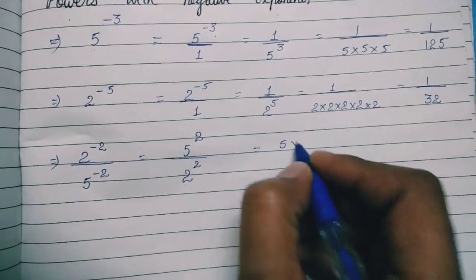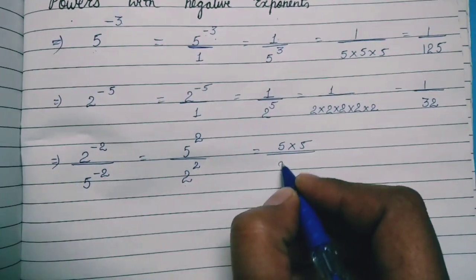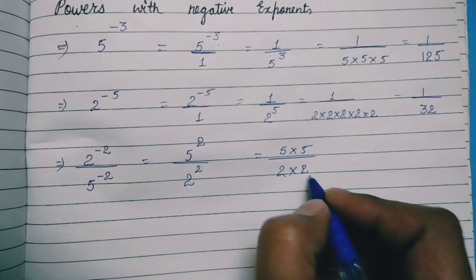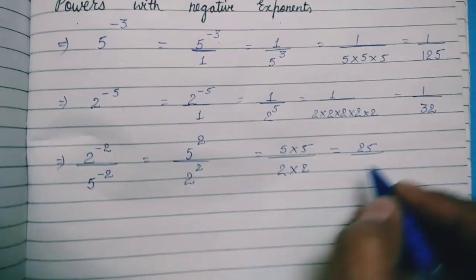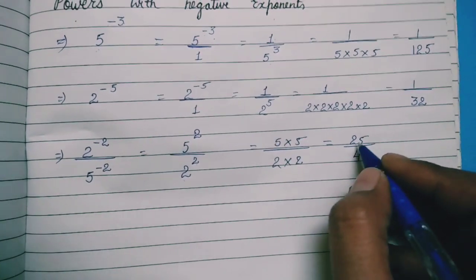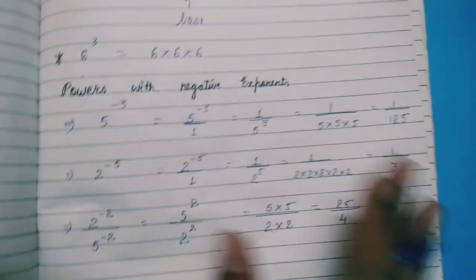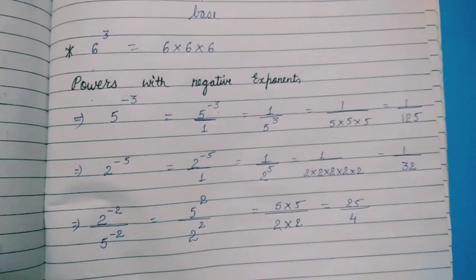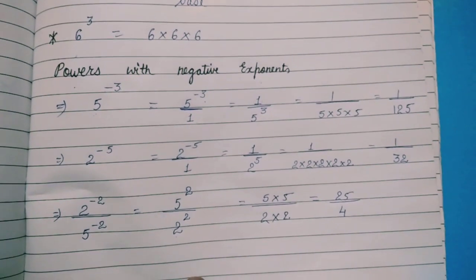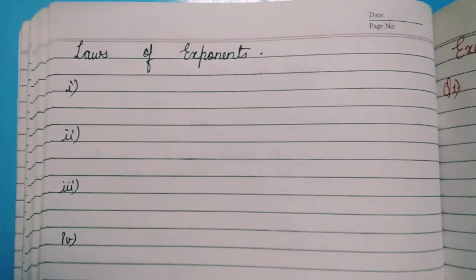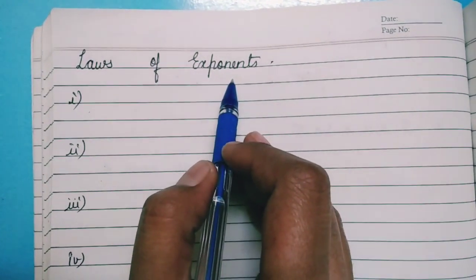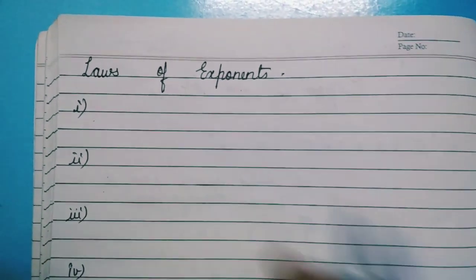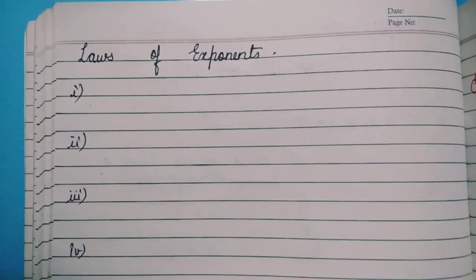It means 5 will multiply by itself 2 times and 2 will multiply by itself 2 times. 5 fives are 25, 2 twos are 4. So the answer is 25 by 4. So this is the new topic of the chapter, which is powers with negative exponents. Now the thing that we have to see is the laws of exponents. Some of the laws you already know, introduced in class 7th.